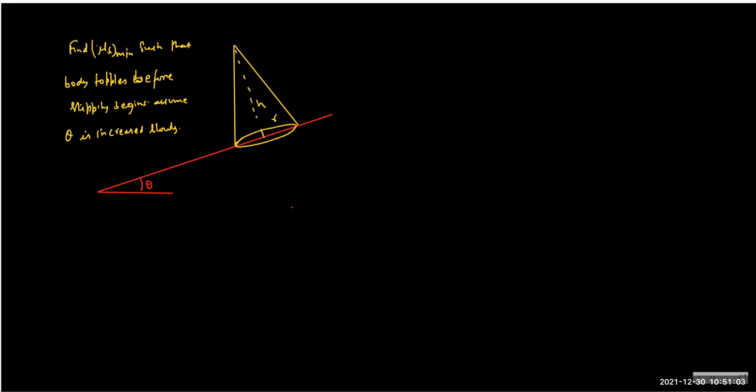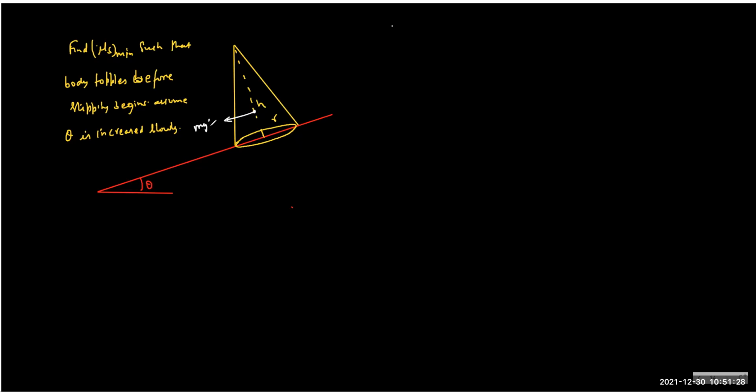So is it 4 by 3 into R by H? Why 4 by 3? What is the center of mass of the solid cone from the base? H by 4. So the mg will act there, right? Okay, I actually took 3 by 4 H, which is from the top.